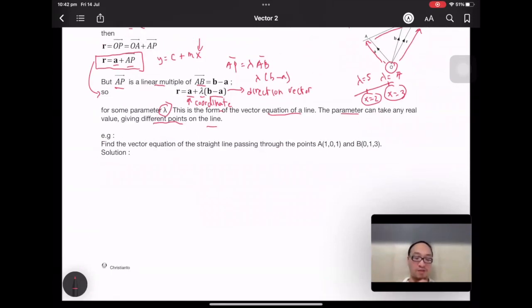For example, find the vector equation of the straight line passing through points A and B. So we need the coordinates of the initial point and the direction vector. The same as the line equation, where we need the gradient and coordinates. So in the vector equation, we need coordinates and the direction vector.